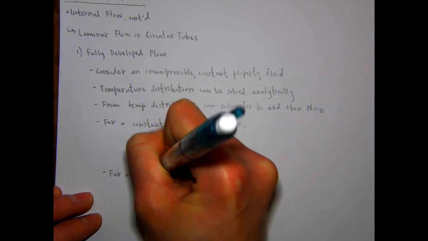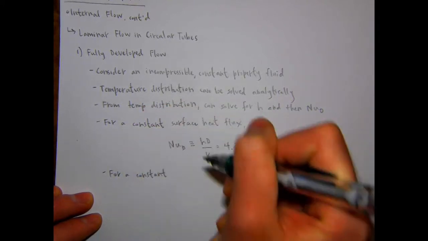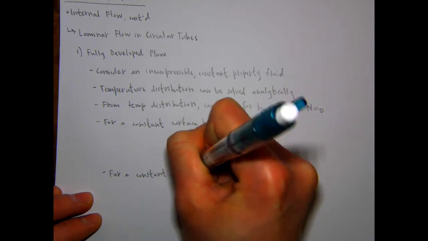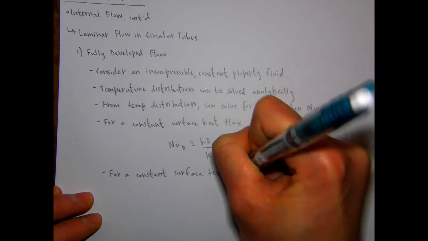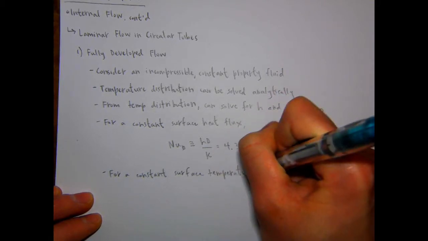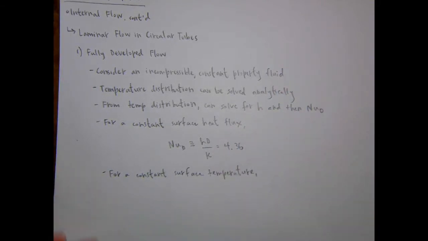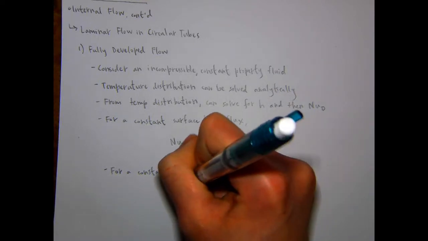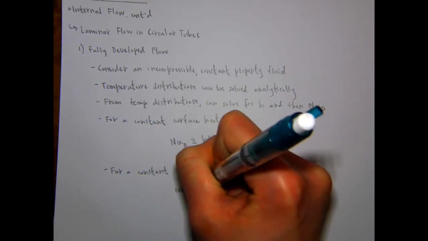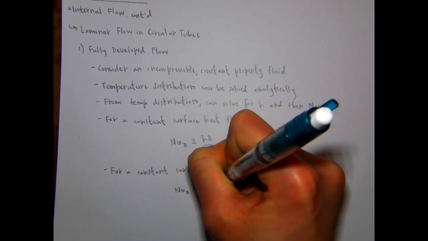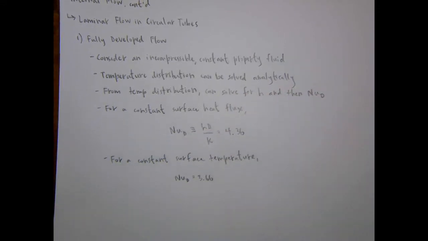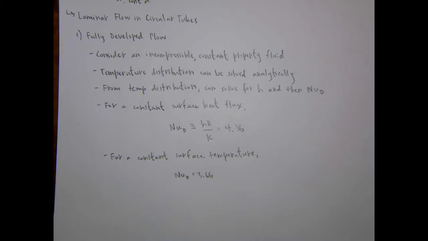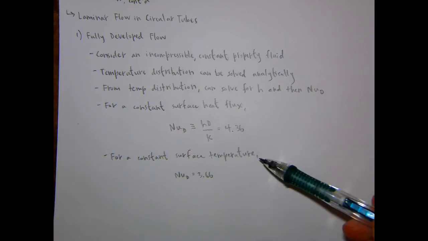And then for a constant surface temperature, the Nusselt number is 3.66. So again, constant, but just for the different boundary condition.